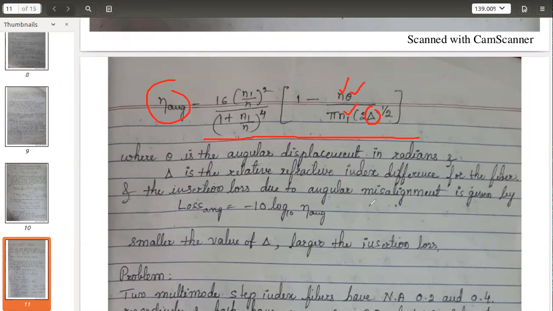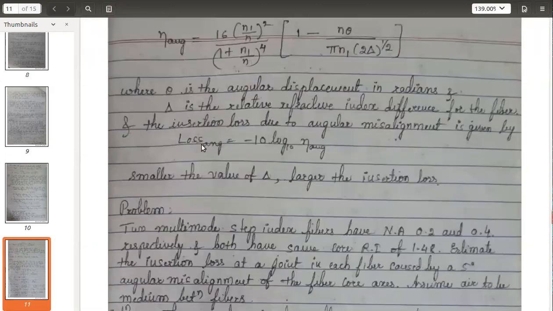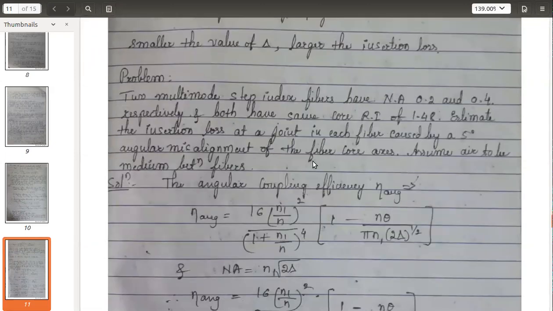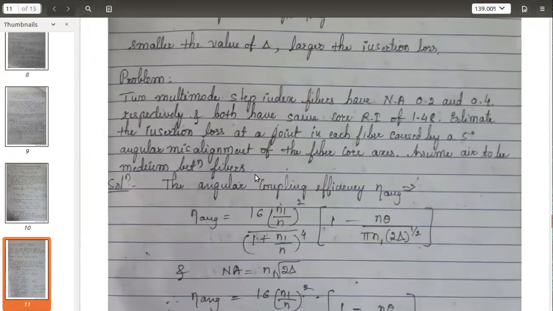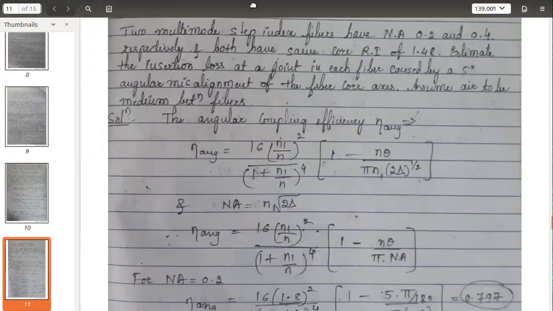I think, if I remember, NA is equal to n1 root of 2 delta. This is the equation, the relation between numerical aperture and delta. So here it is there already, n1 root of 2 delta. So you can replace it with NA. So that we will do it here. You can see I have done the same thing. Numerical aperture equation is there. So substitute the values. Only instead of this, take the numerical aperture.